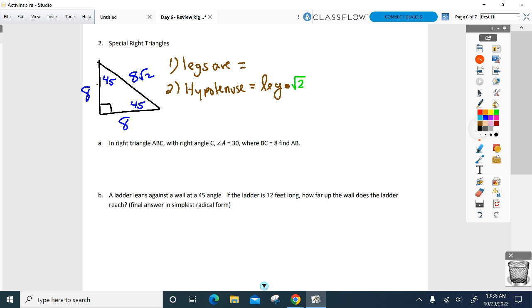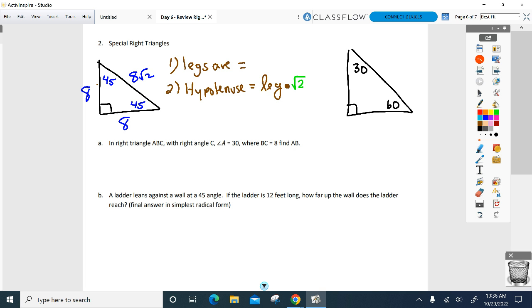All right, the other special right triangle we got to talk about. Anybody remember this one? What the other two angles were? 30. Well, I already got the 90. Good, yep. 30, 60, 90. Do you think the two legs are equal here? No, because they're across from two different degree measures. But there is a shorter leg and a longer leg here.